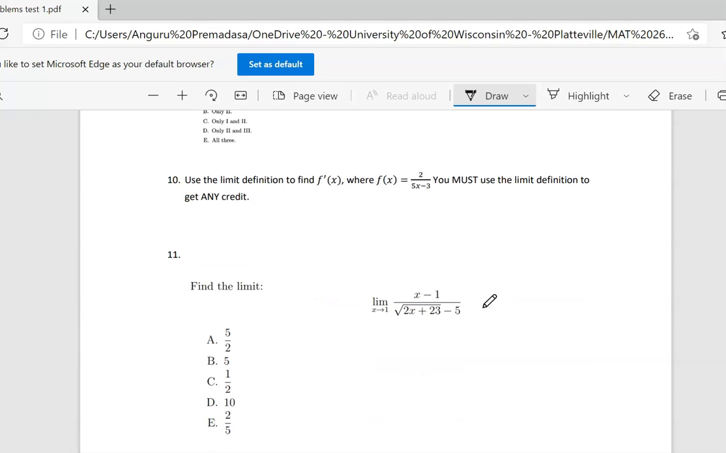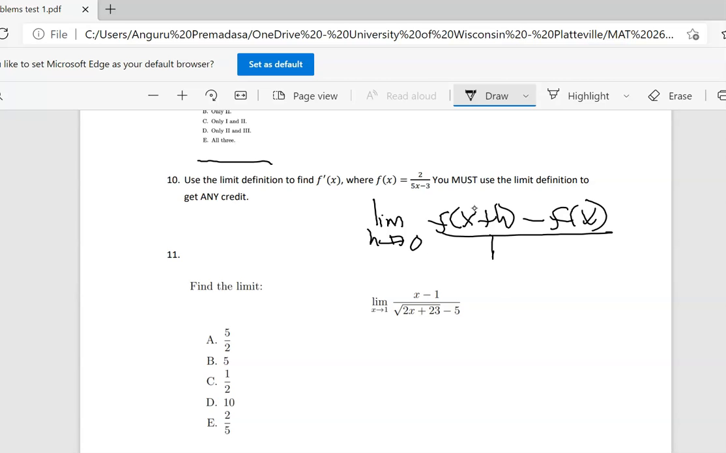Okay. All right. So this is the limit definition problem. For that, you cannot use any limit rules. Remember, when you are told to use the limit definition, you are not allowed to use the rules. You need to use this definition, simplify it, and find the limit.